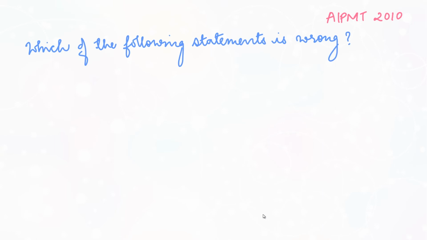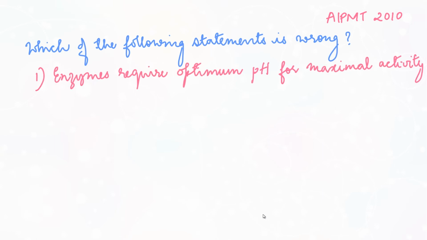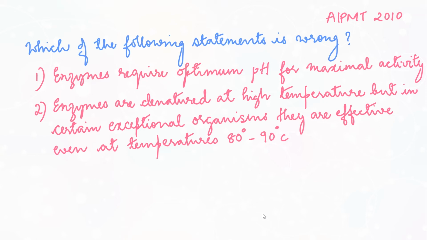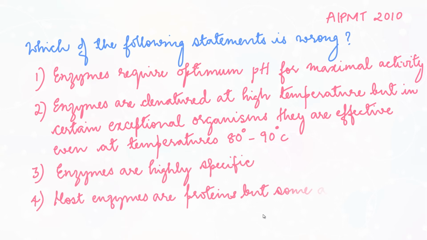Now this question is from AIPMT 2010. The question is, which of the following statements is wrong? And the options are: enzymes require optimum pH for maximal activity. Enzymes are denatured at high temperature, but in certain exceptional organisms, they are effective even at temperature 80 to 90 degrees. Enzymes are highly specific. Most enzymes are proteins, but some are lipids.